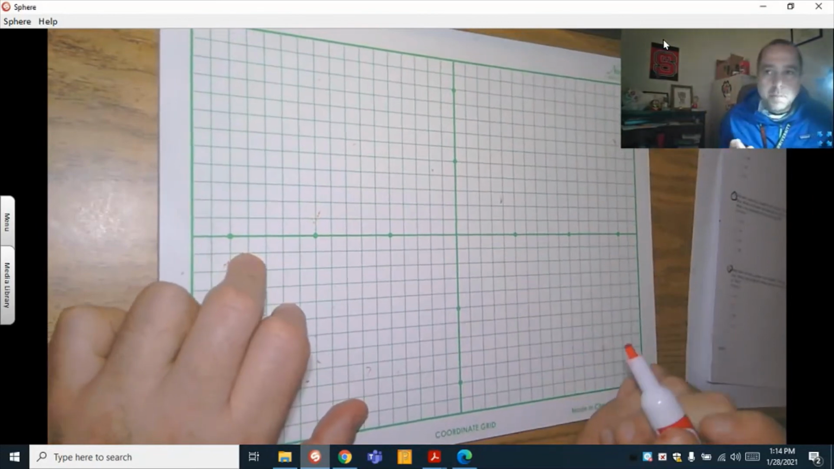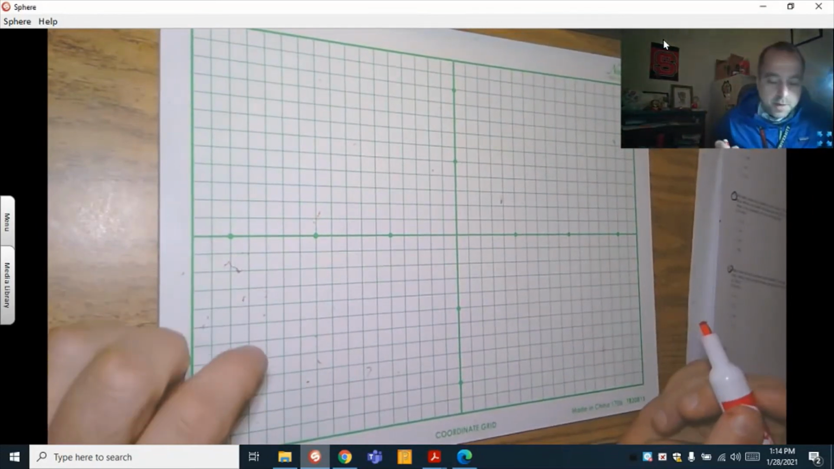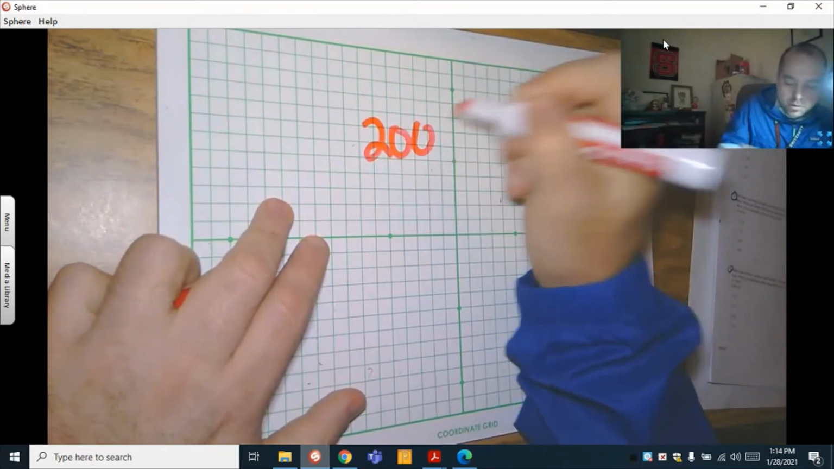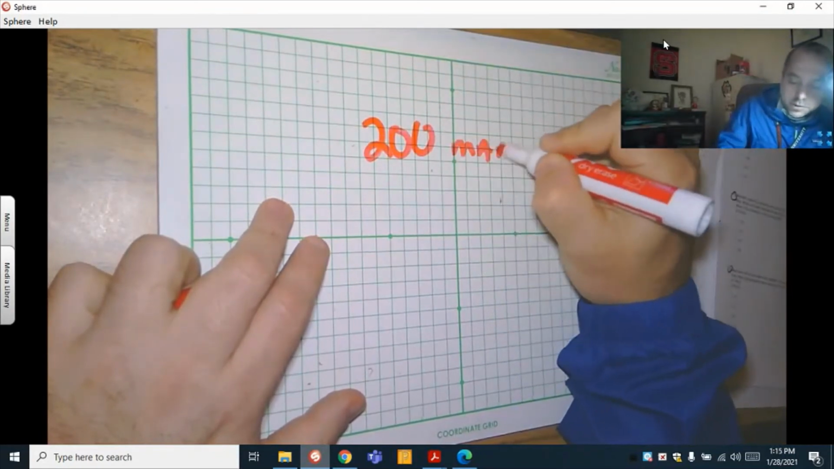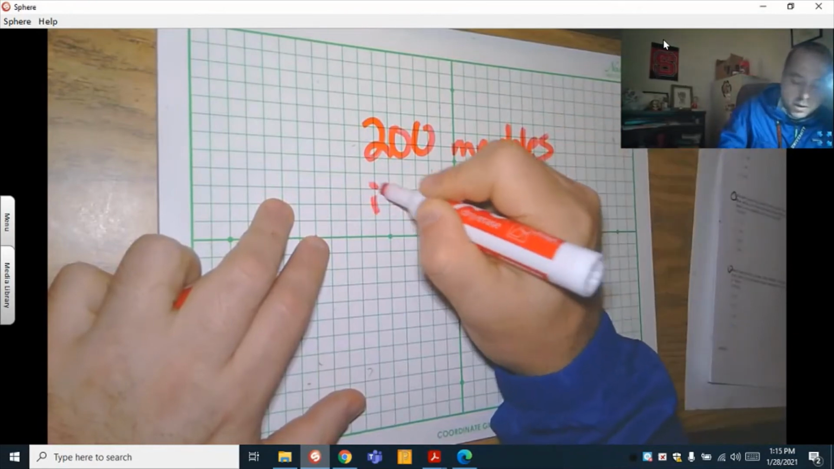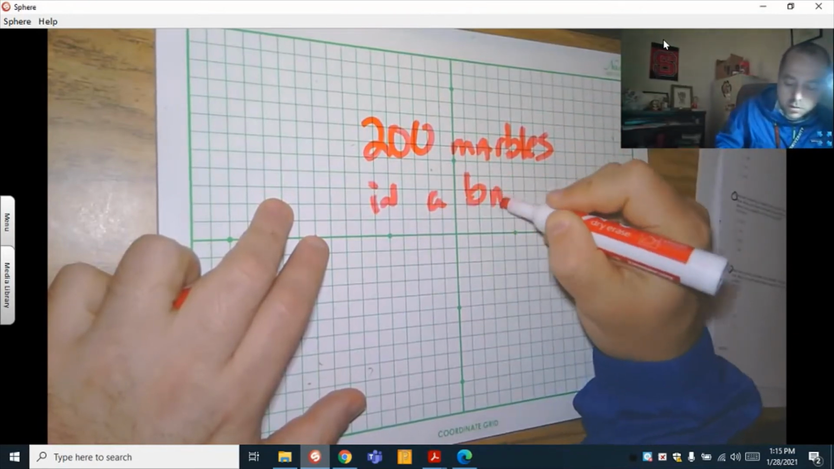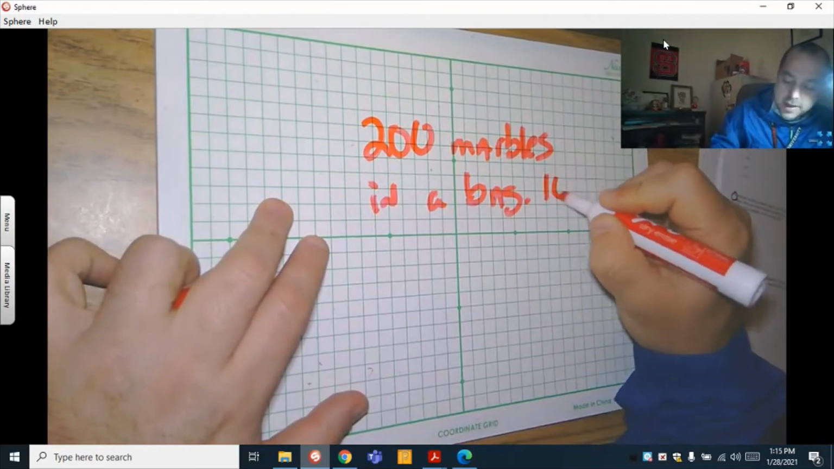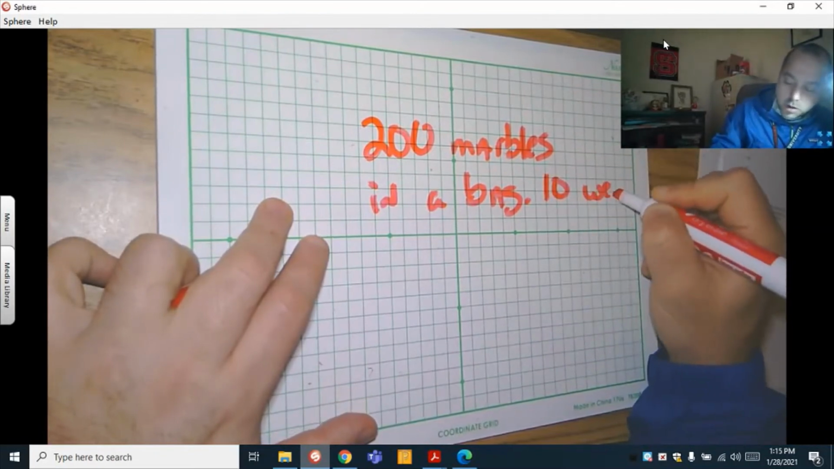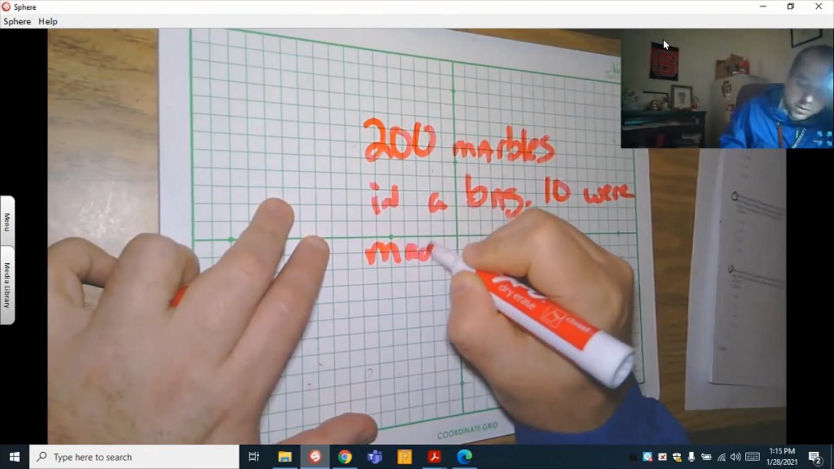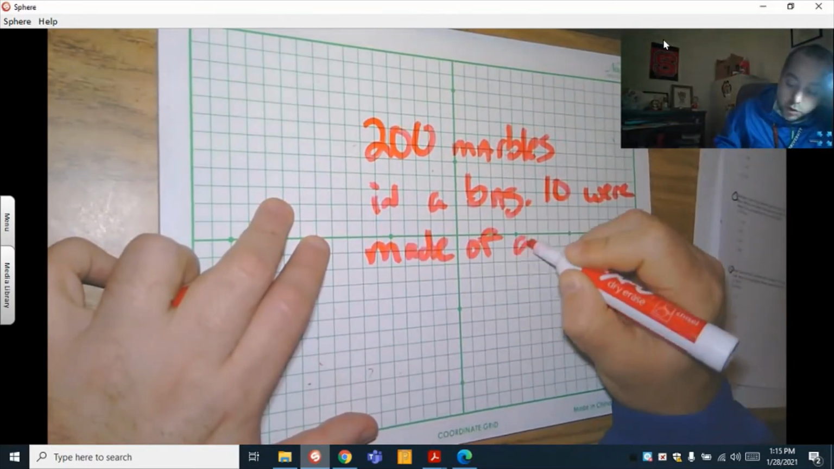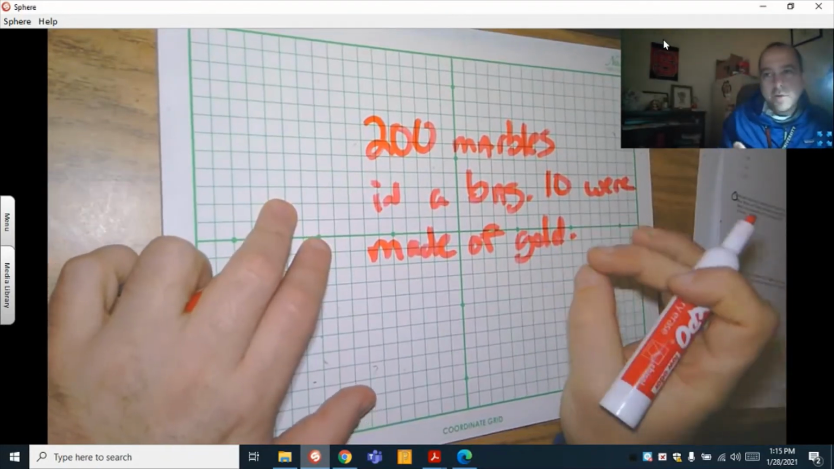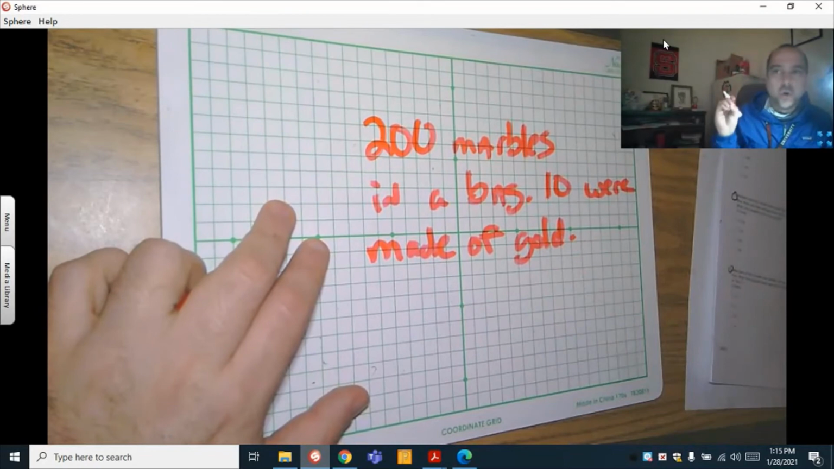Let's say there was a bunch of marbles in a bag. Let's say there was 200 marbles in a bag. 10 were made of gold. What are the chances you could reach in the bag without looking and pull out a gold marble?